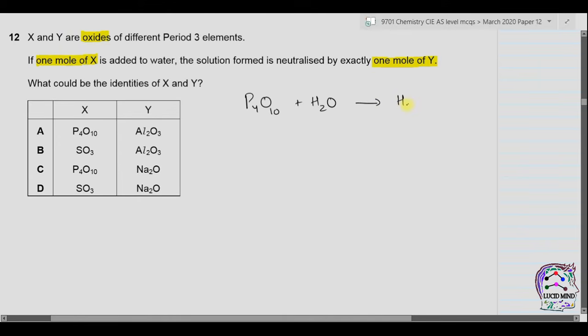it forms phosphoric acid, H3PO4. Now balancing this chemical equation, we have 4 phosphorus atoms on the reactant side, so we can balance the number of phosphorus atoms. Now we can also balance the number of hydrogen atoms, 12 hydrogen atoms on the product side, so we have 12 hydrogen atoms. Now we see whether it could be neutralized by 1 mole of Al2O3 or not.